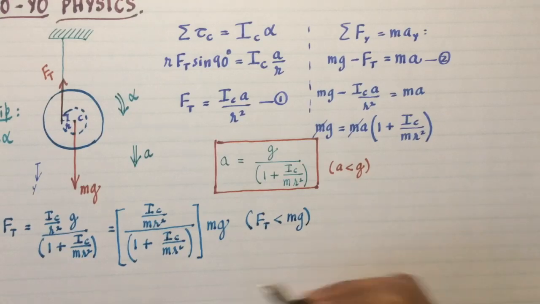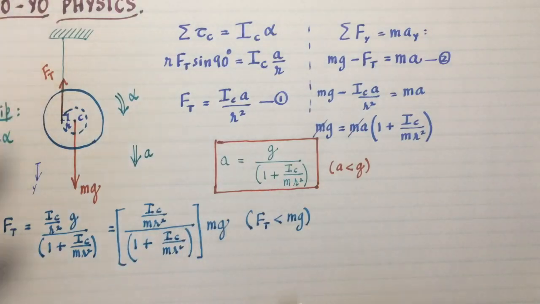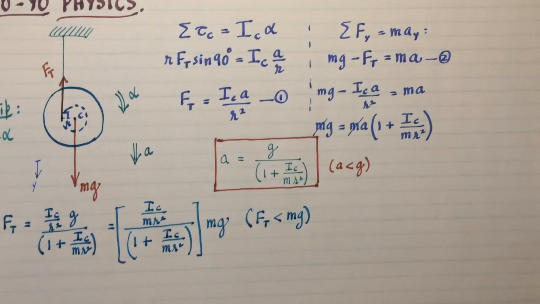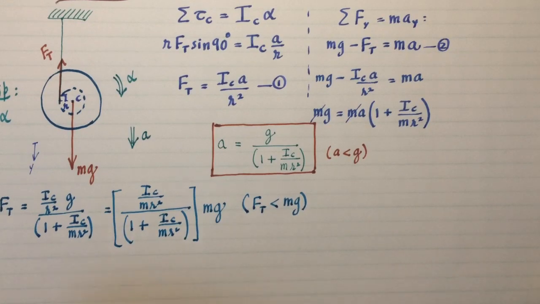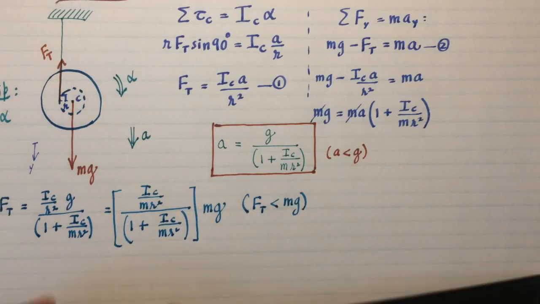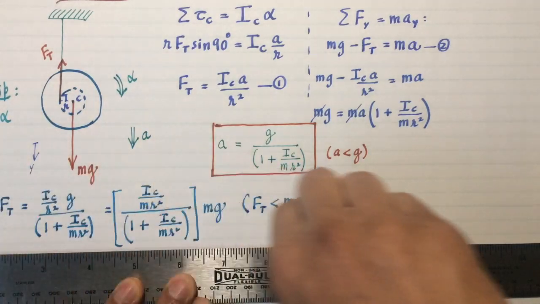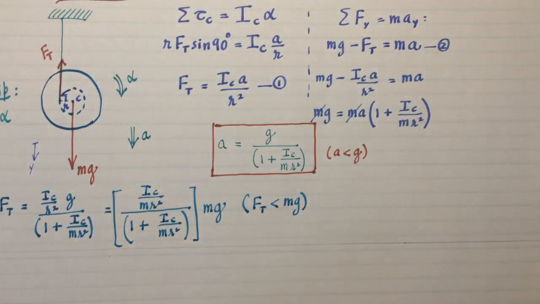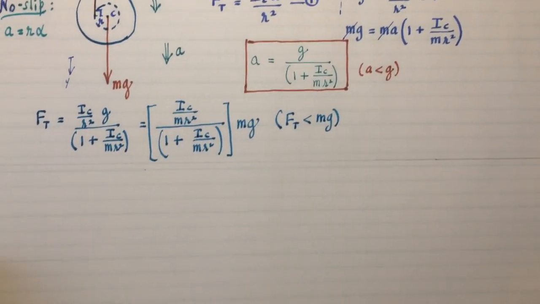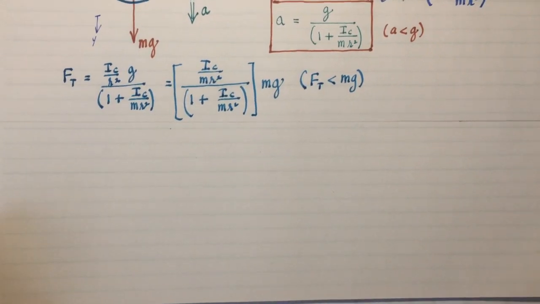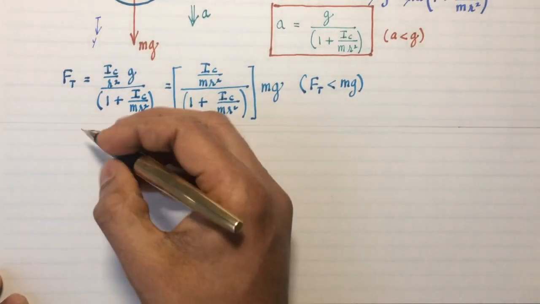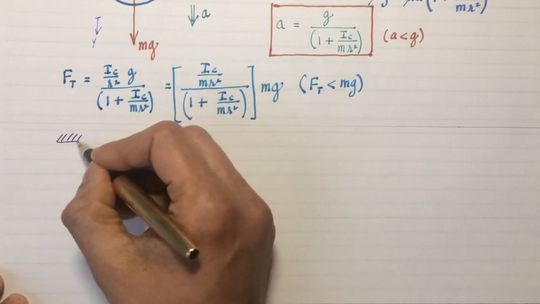That also makes sense, because if you were holding the yo-yo, you would not need to hold its full weight as it's getting away from you. You'll only hold a lesser weight than the full weight. Now a good exercise is to try to get this result using energy. So let's try that next. So for the energy method, we have to let the yo-yo unwind by some height and try to find what happens. So let's draw a new diagram here.